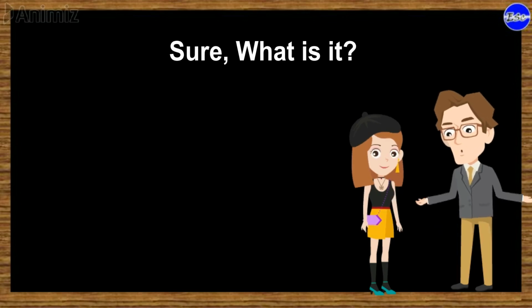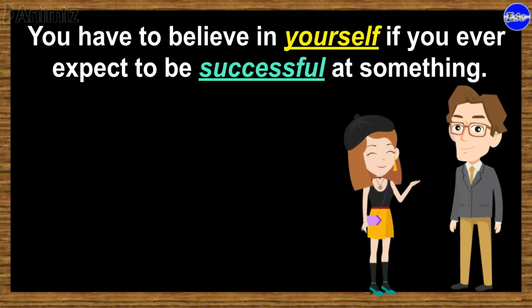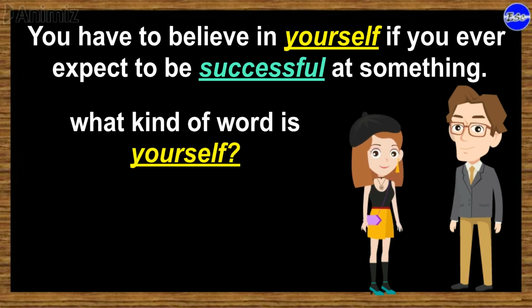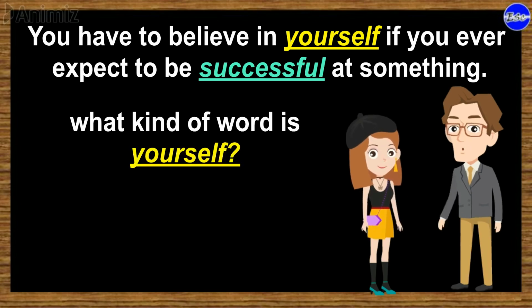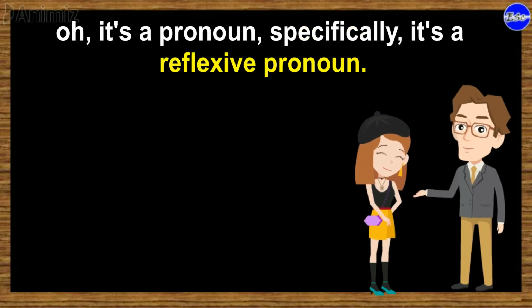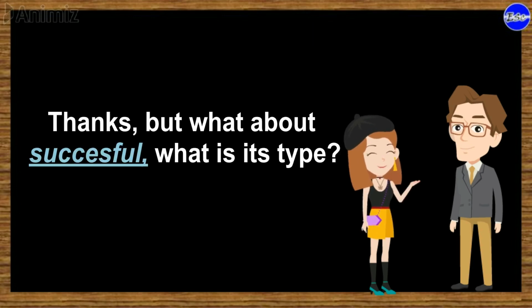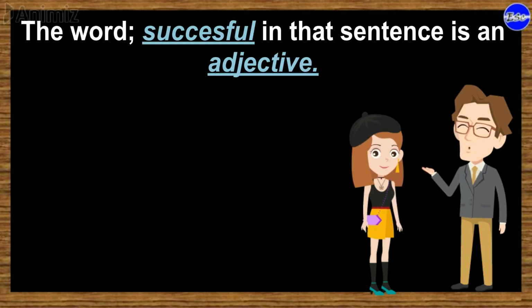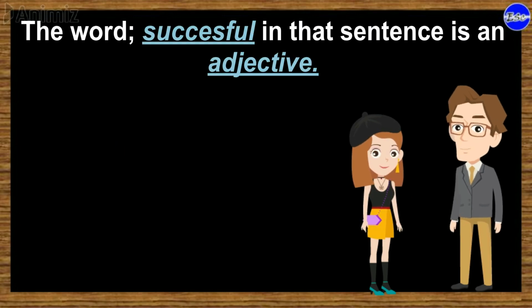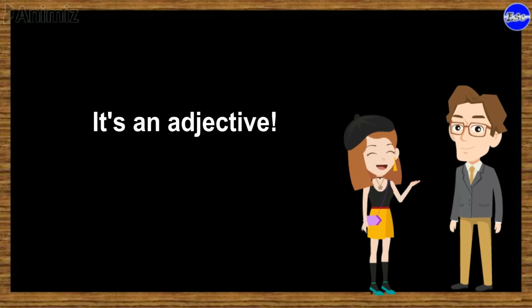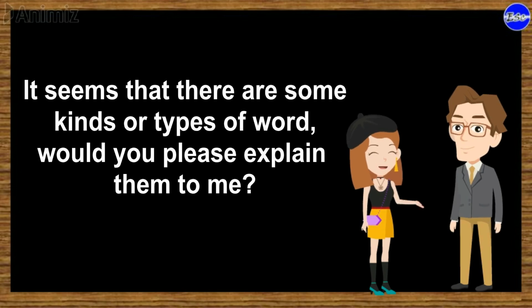Sure, what is it? You have to believe in yourself if you ever expect to be successful at something. What kind of word is yourself? Oh, it's a pronoun, specifically a reflexive pronoun. Thanks, but what about successful? What is its type? The word successful in that sentence is an adjective. It's an adjective. It seems that there are some kinds, or types of words. Would you please explain them to me?